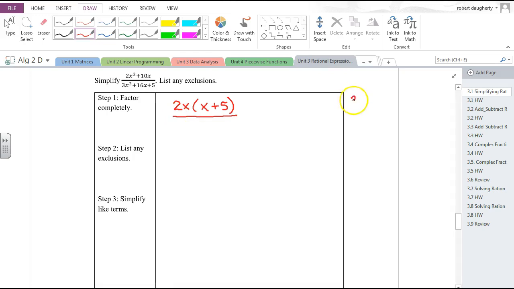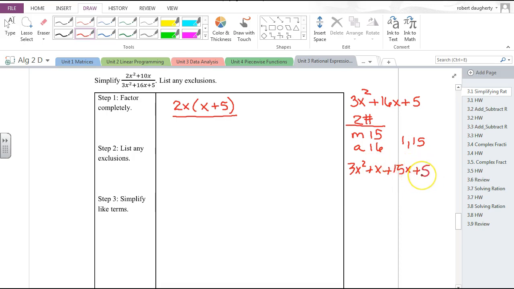3x squared plus 16x plus 5. If this can factor, I need two numbers that multiply to 15 and add to 16. What numbers do that? 1 and 15. So now I'm going to rewrite this as 3x squared plus x plus 15x plus 5, so that I can now factor this by what method? Grouping.